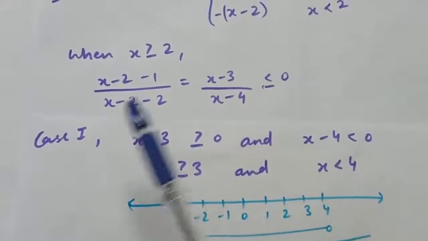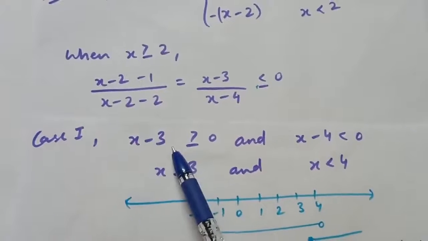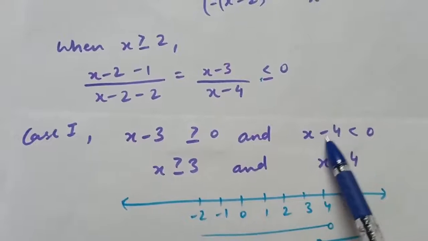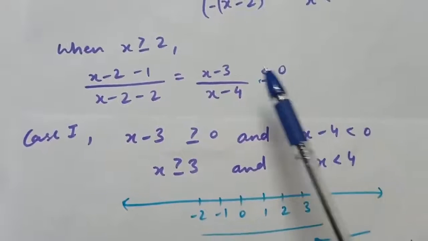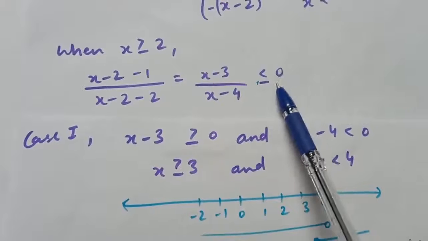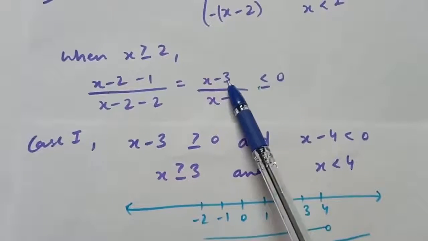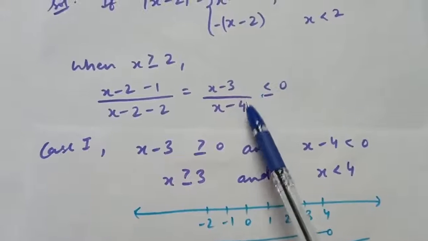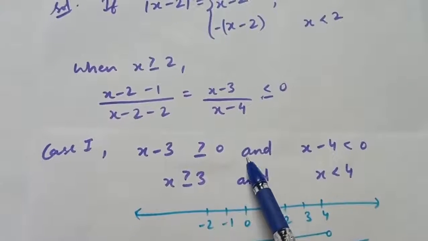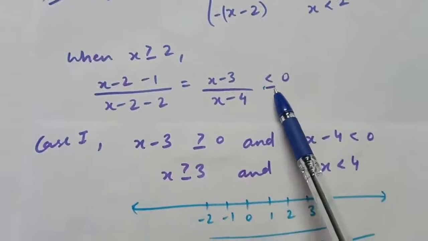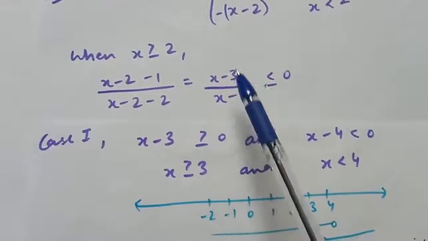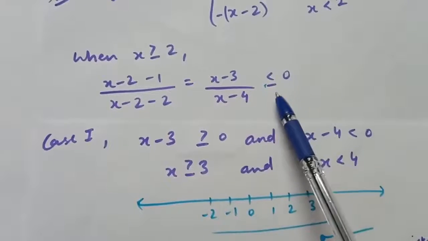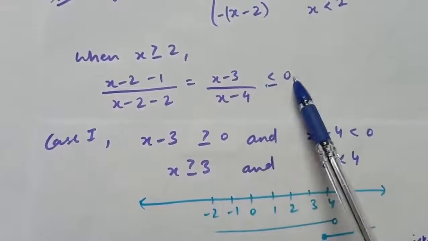For solving this, case 1 can be if the numerator is greater than or equal to 0 and the denominator, that is x minus 4, is less than 0. Because we want this either equal to 0 or negative. So if numerator is positive and denominator is negative, then the fraction will come negative, right? So this can be the first case. Also equality is there, so we will take the equality with the numerator. We will not take the equality with the denominator because we do not want this to be equal to 0.